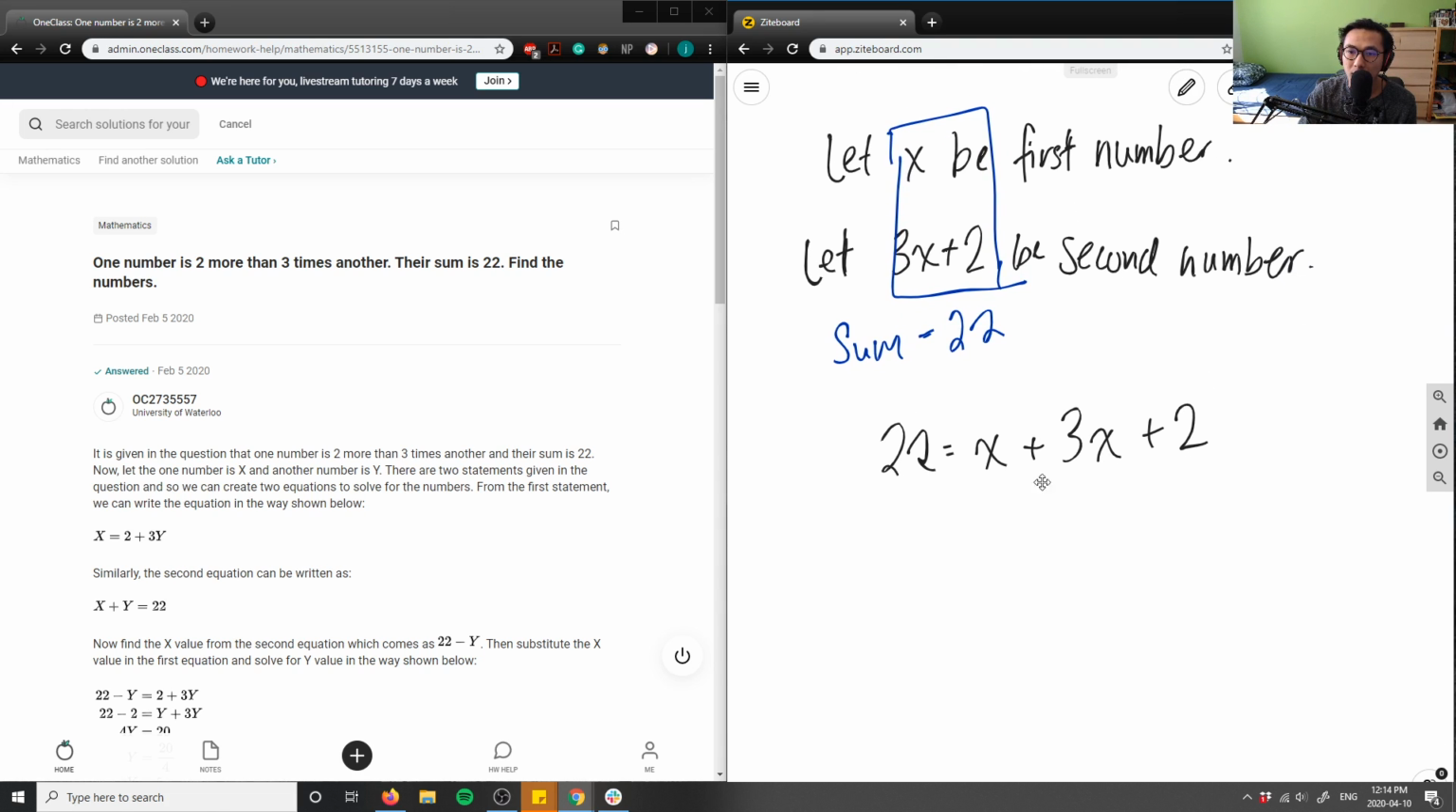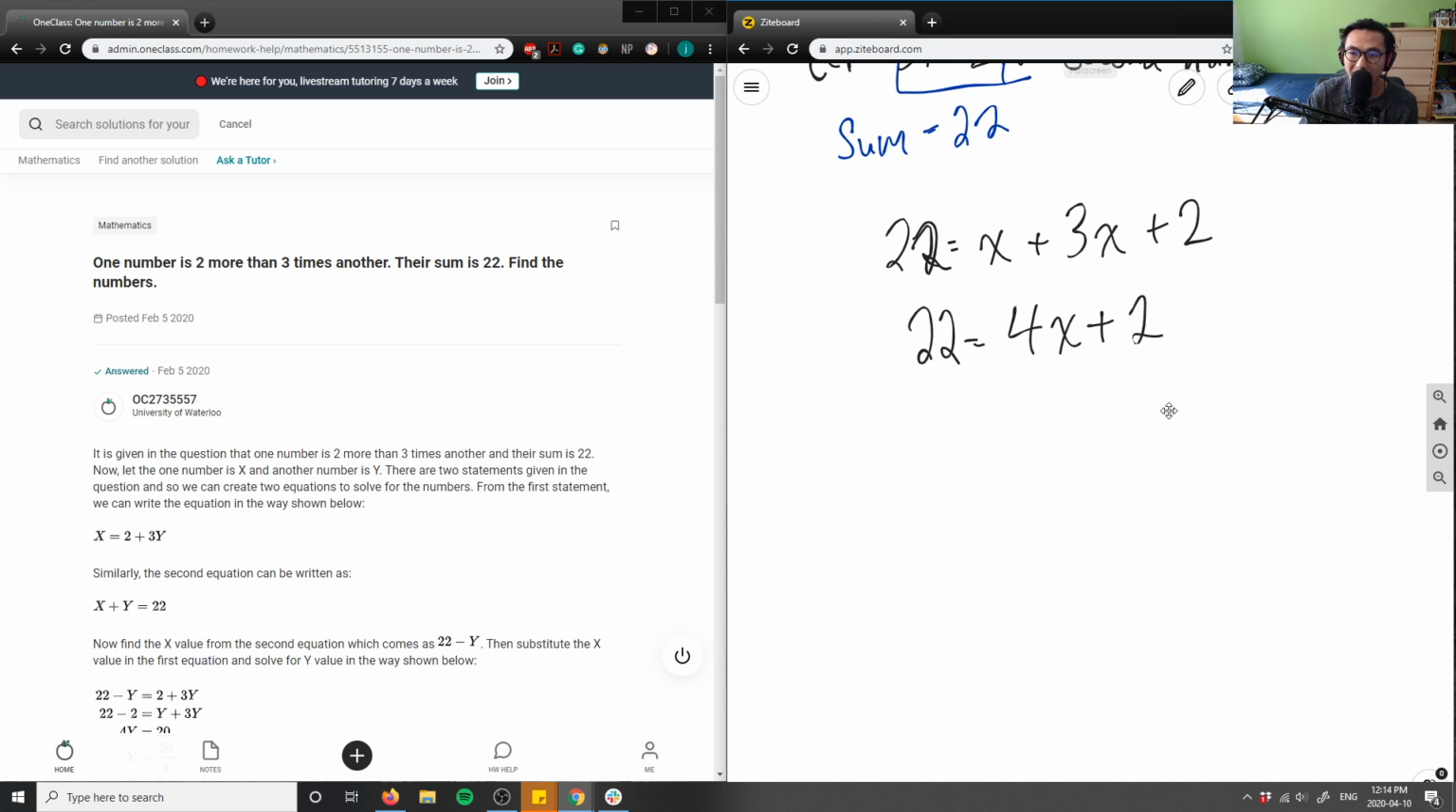So let's do that. It says 22 equals x plus 3x plus 2, which is great. I can first collect my like terms, right? I have 22 equals x plus 3x, which is 4x, plus 2. Then I'm going to isolate the variable, right? I don't like these numbers on the right side. I want to move them to the left to get x alone, right? I like x.